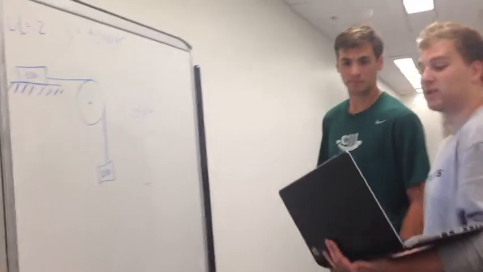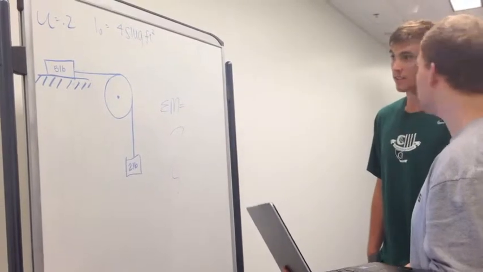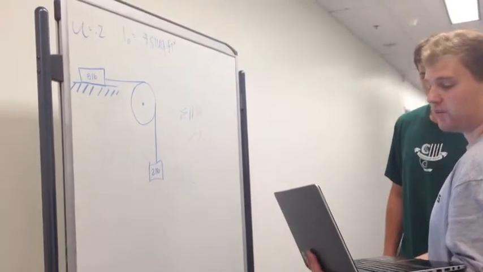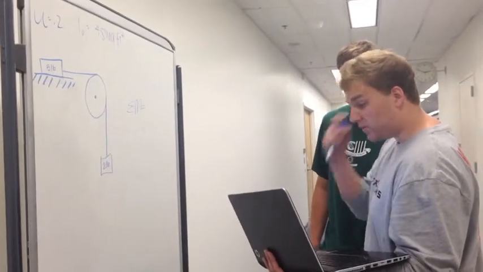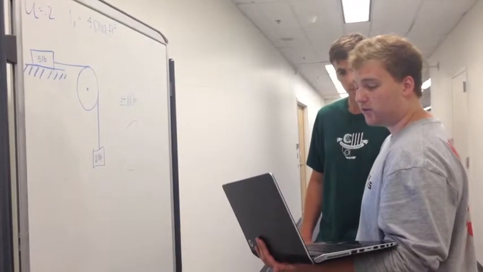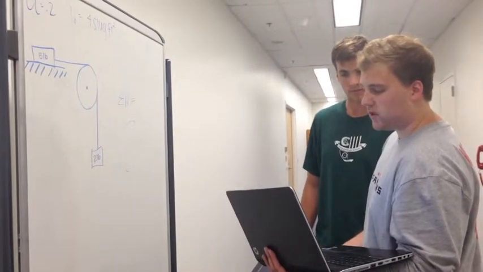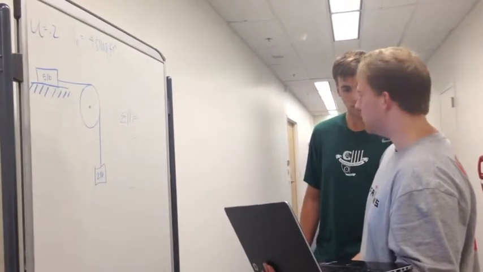Alright, it's impulse momentum. The moment of inertia of the pulley is 0.4 slugs feet squared. The coefficient of kinetic friction between the 5-pound weight and the horizontal surface is mu equals 0.2. Determine the velocity of the 2-pound block and the angular velocity of the pulley when t equals 5 seconds. The system starts from rest. So what is the velocity of the 2-pound block if the mass of the pulley is neglected?